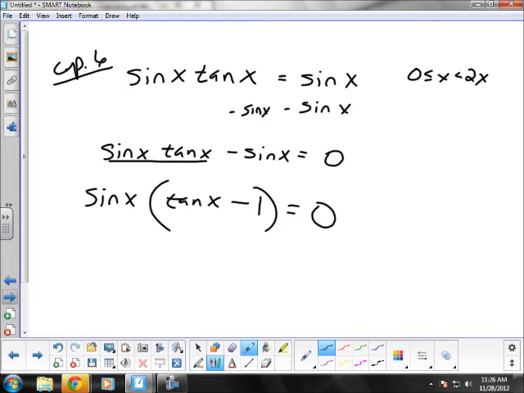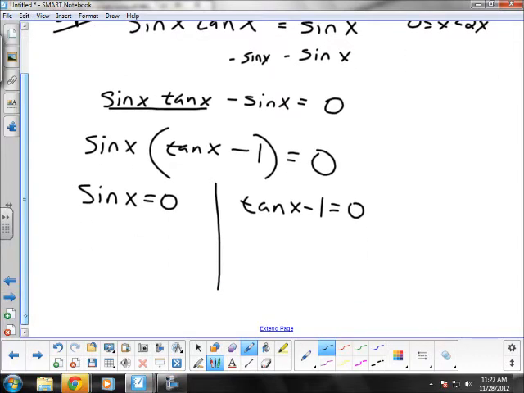And once you have it in factored form, whether you use the binomial idea or not, this says that these two things multiply together to give me 0. What does that mean to me? Each one could be equal to 0, so I'll take the sine of x and set it equal to 0. And I'll take the tangent of x minus 1 and set it equal to 0. And once I have them split apart like that, now I can do what I've been doing and just solve this.